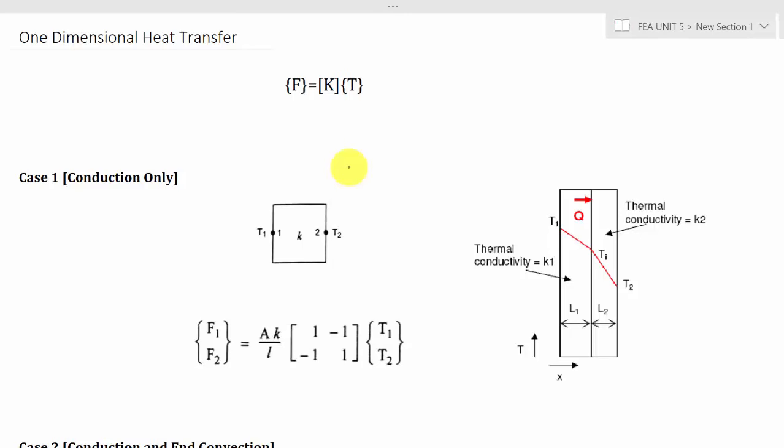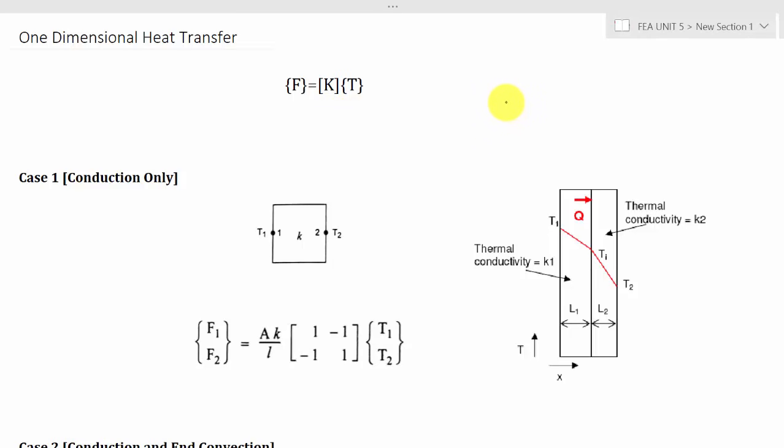In this lecture, we are going to discuss one-dimensional heat transfer problems using finite element analysis. For solving one-dimensional heat transfer problems, we can use the finite element method. In the finite element method, we have two types of problem: one is structural problem and another one is non-structural problem.